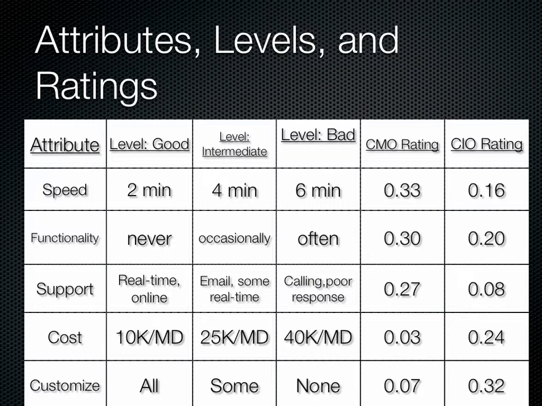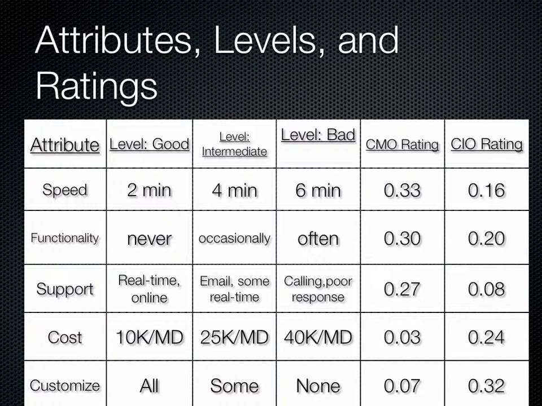The levels are, for speed, they refer to the time to complete a patient record and range from 2 minutes to 6 minutes. For functionality, they refer to the number of times that the system might experience problems or crash, and they range from never to often. For support, this refers to the type of support that the vendor offers, the best being real-time online support, to email and some delay with some real-time, to bad, which is just calling and with poor response.